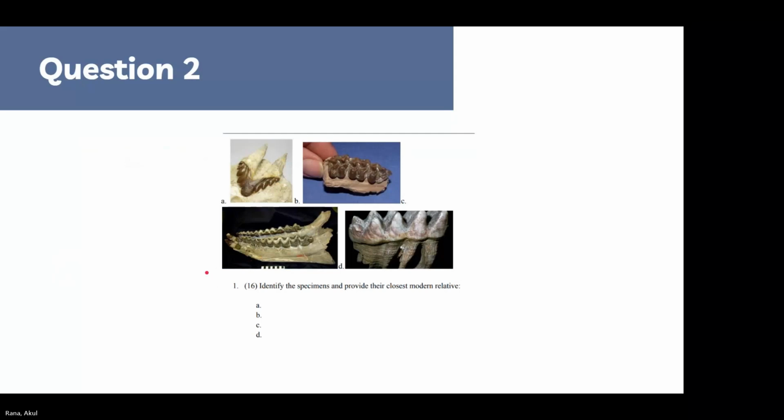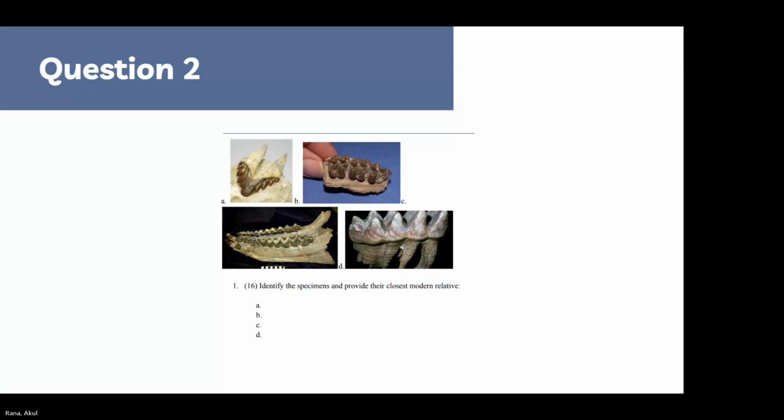Yep. And then a second common question here is coming back to the tooth ID. So in this question, we're asked to identify the specimens and to provide their closest modern relative. So this is asking us both to ID the teeth and to understand how evolutionary history and these fossils relate. So within A, if we recall back to the previous slides, that is a Basilosaurus tooth, given that peaky identification, it looks like a mountain range. And the closest modern relative would be a whale.